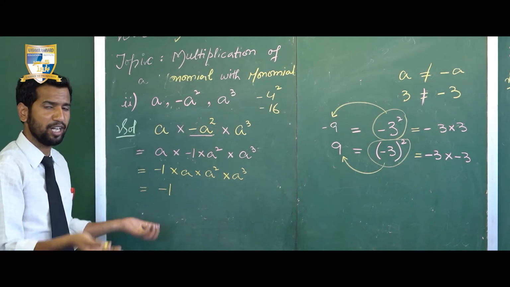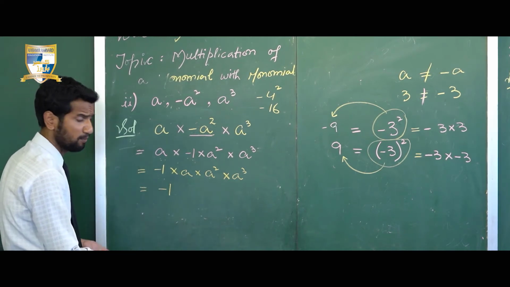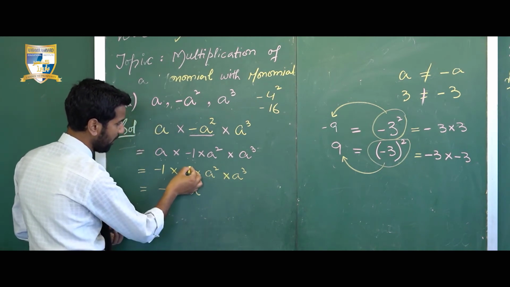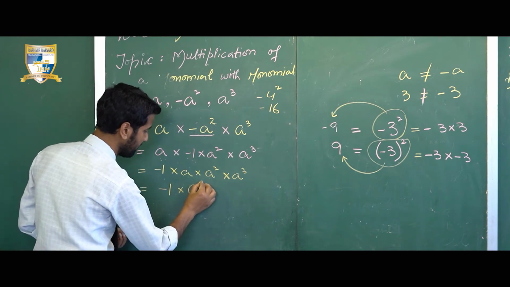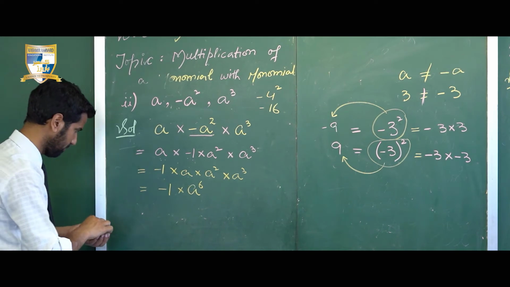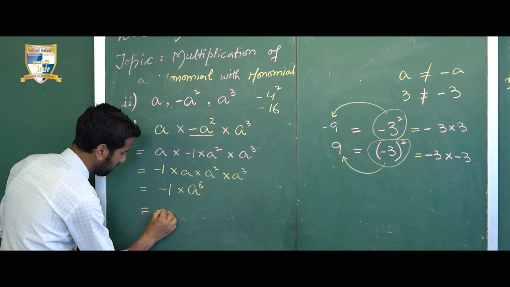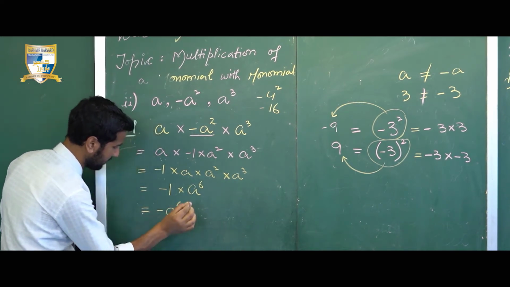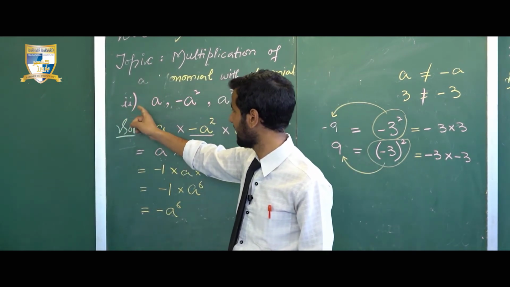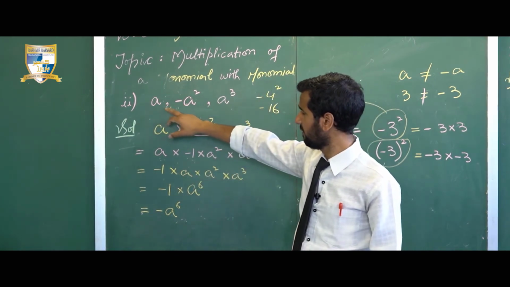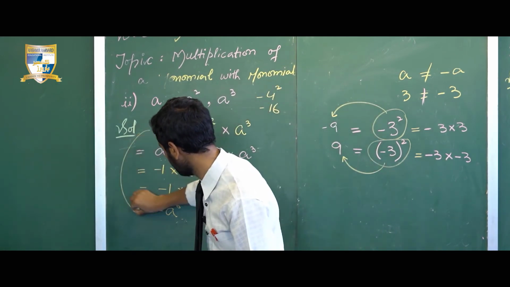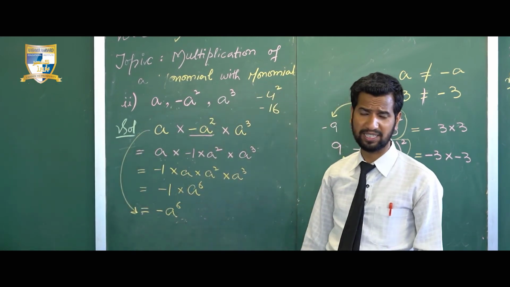Now bases are same, that too in multiplication. Now we can use the first law of exponents, that states that when bases are same, powers will get added. So it will become 1 plus 2 is 3, and 3 plus 3 will become 6. So it will be minus 1 into a raised to power 6, and that's going to be minus a raised to power 6. So that is the answer of question number 5, part number 2. A multiplied with minus a square into a cube will yield the result minus a raised to power 6.